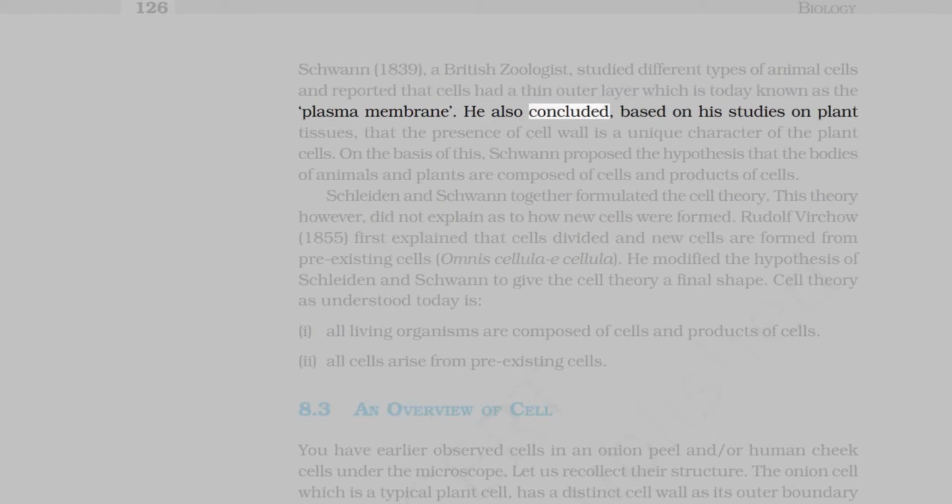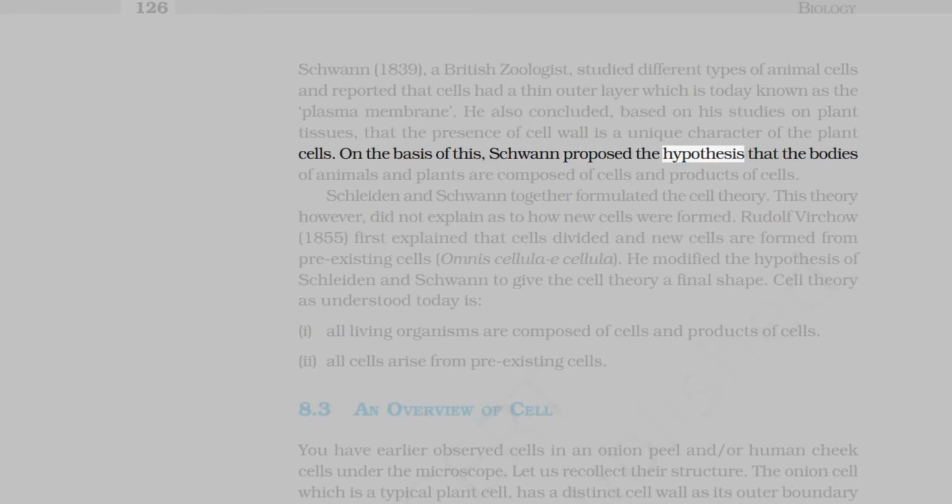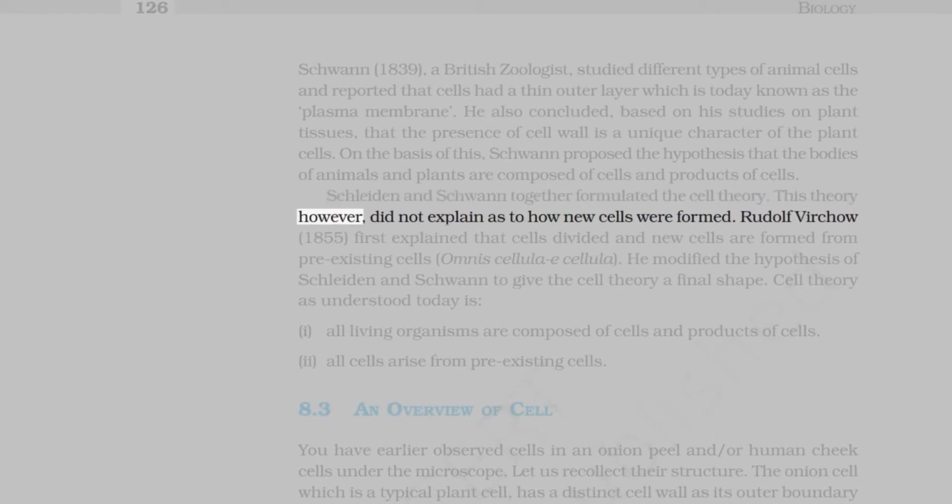He also concluded, based on his studies on plant tissues, that the presence of cell wall is a unique character of the plant cells. On the basis of this, Schwann proposed the hypothesis that the bodies of animals and plants are composed of cells and products of cells. Schleiden and Schwann together formulated the cell theory. This theory, however, did not explain as to how new cells were formed.